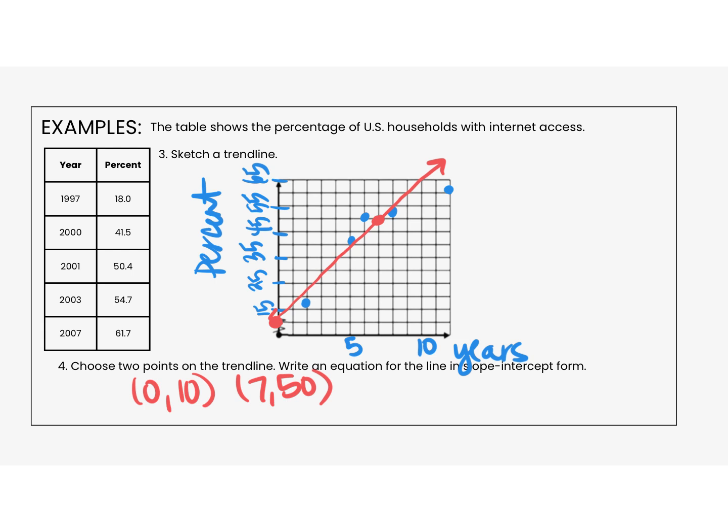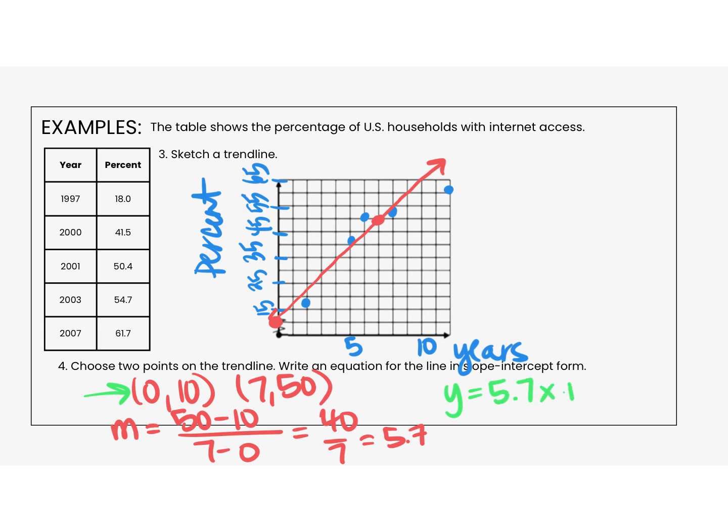Okay, and now we're going to write an equation for that line in slope-intercept form. So the first thing I have to do is find the slope. So I'm taking y2 minus y1 over x2 minus x1. That gives me 40 over 7, which is 5.7. And lucky for me, the way that I did this, I already have my y-intercept. So my equation of my line is just going to be y equals 5.7x plus 10. Okay, so that is the equation of the trend line that I drew.